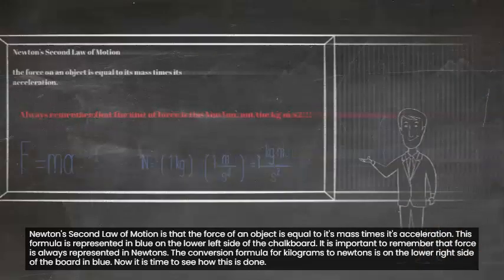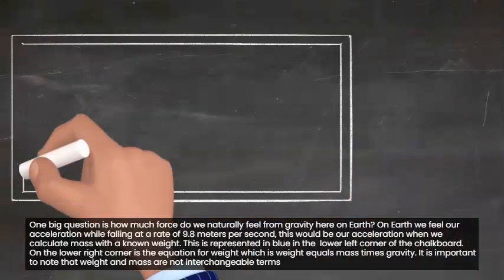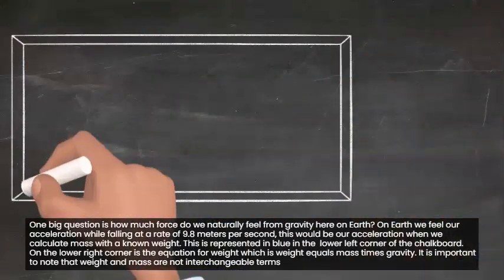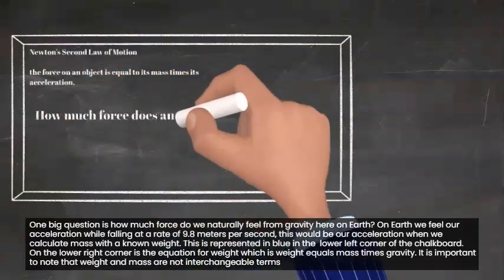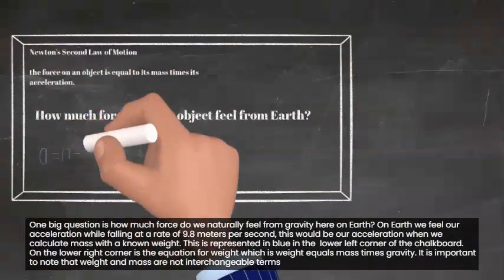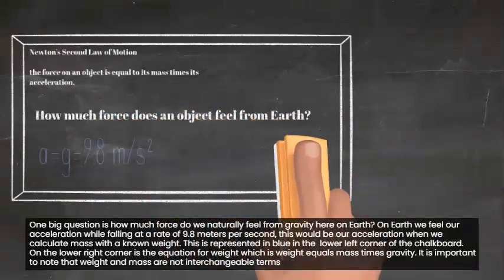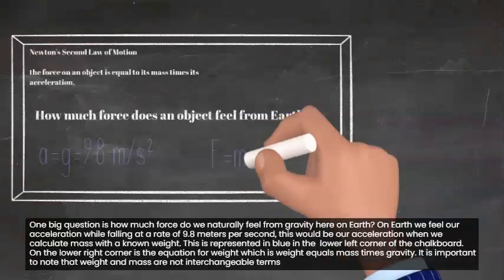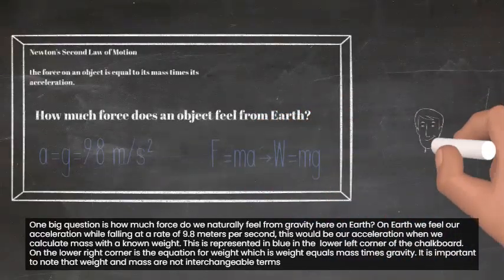One big question is how much force do we naturally feel from gravity here on Earth? On Earth, we feel our acceleration while falling at a rate of 9.8 meters per second. This would be our acceleration when we calculate mass with a known weight. This is represented in blue in the lower left corner of the chalkboard. On the lower right corner is the equation for weight, which is weight equals mass times gravity. It is important to note that weight and mass are not interchangeable terms.